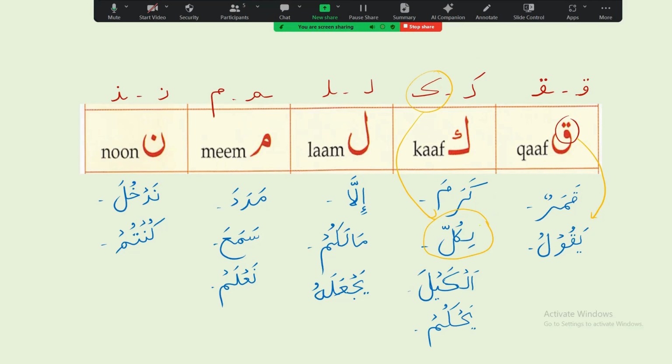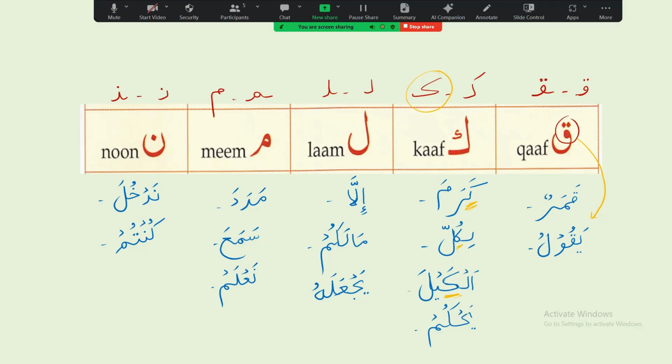When kaf comes in the middle, we use something like this, sisters. This is what you see in this word, li kulli. Kaf letter here. Li kulli, right? Also, you will find kaf written like this here as well. Al kaila. Kaf is here. Here kaf and here kaf.